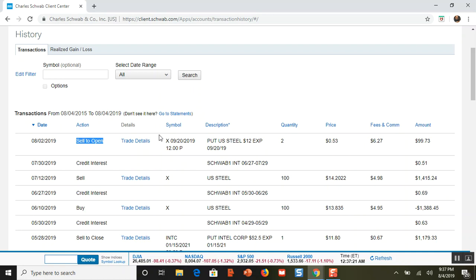Sell to open, put US Steel, quantity 2, and those expire also in the middle of September, same time as my short calls. And I got 53 cents a contract, and those are $12 strike prices. And so I took in $99.73. And the reason why I did it in Schwab is because I wanted to add risk. I don't want to add more risk to my Roth.